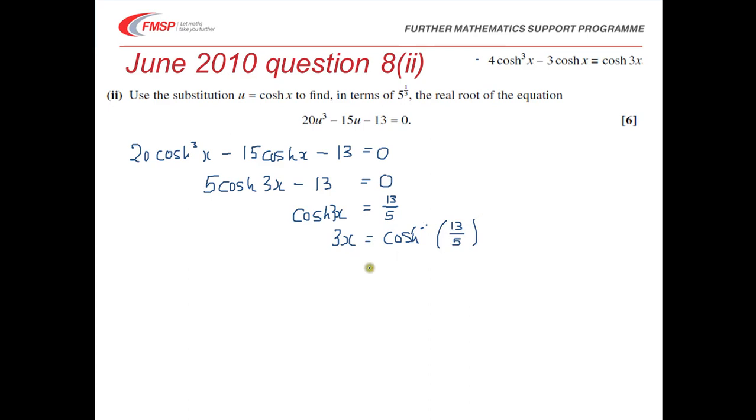And now we just need to go to our formula books and substitute into the logarithmic definition for the inverse cosh. So do check it if you're not sure. So it will be the log of 13 over 5 plus the square root of x squared minus 1, so that's 169 over 25 minus 1, and that will simplify to give us 3x equals log of, so what do we have? 13 over 5 plus 12 over 5, which is 25 over 5, which is 5. So x is equal to a third log 5.